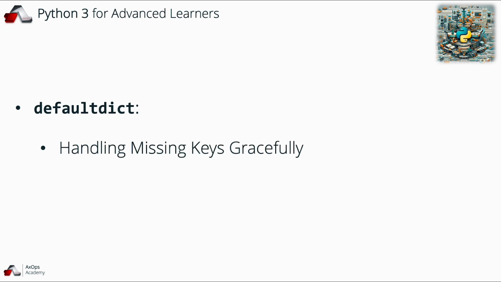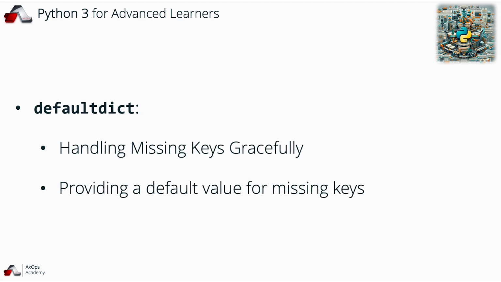Then we have defaultdict, which simplifies handling missing keys in dictionaries. By providing a default value for missing keys, it automates what would otherwise require manual assignments. For our streaming log processing use case, for example, this can be helpful to initialize default values for new log entries or categories.